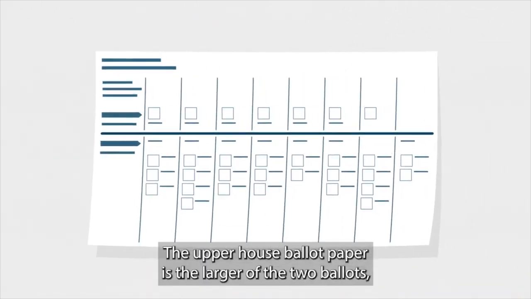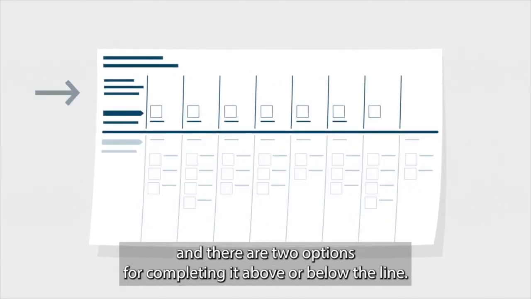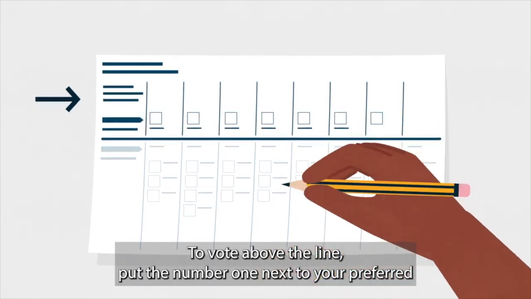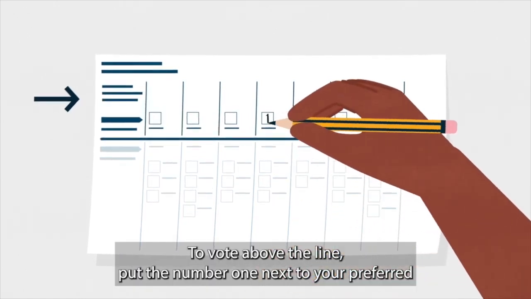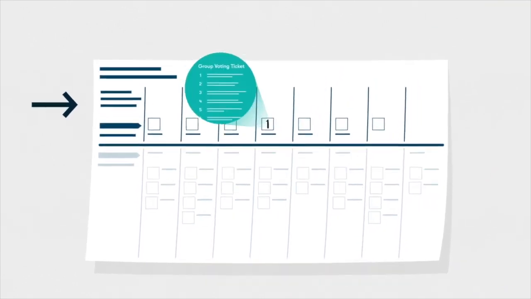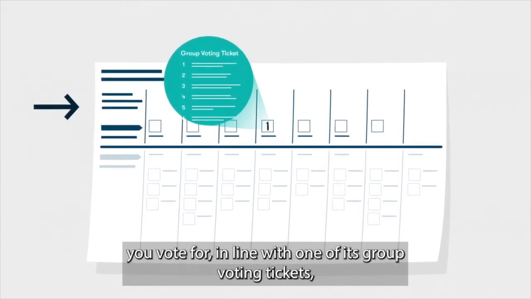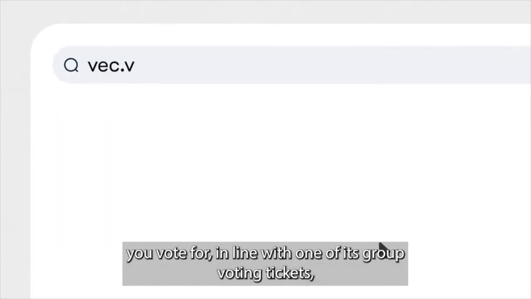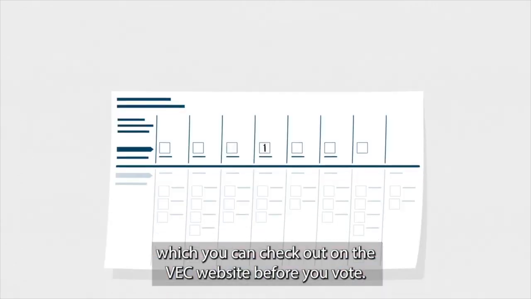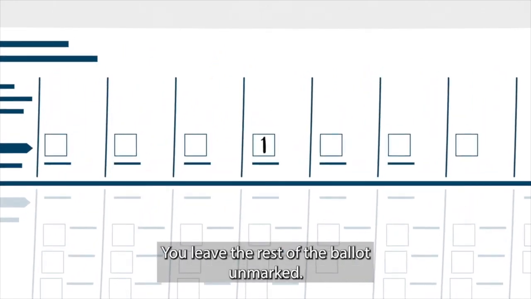Number every box and only use each number once. The upper house ballot paper is the larger of the two ballots, and there are two options for completing it, above or below the line. To vote above the line, put the number 1 next to your preferred group of candidates in one of the boxes above the black line. This means that your preferences will be determined by the group you vote for, in line with one of its group voting tickets, which you can check out on the VEC website before you vote. That's it for voting above the line. You leave the rest of the ballot unmarked.